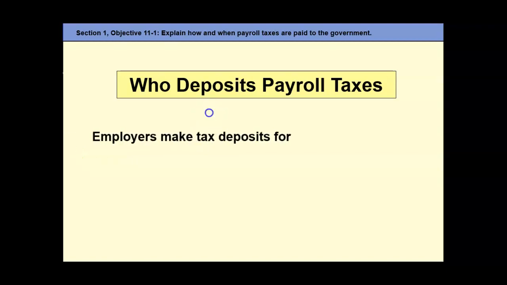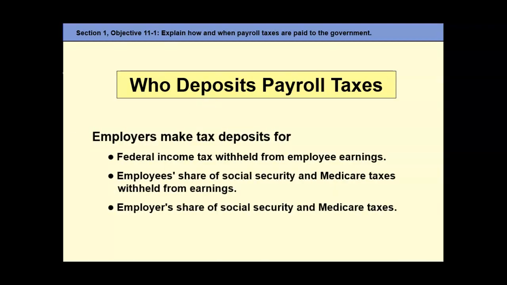So when we talk about the different types of taxes that the employer pays, they're going to pay the federal income taxes withheld from the employee's earnings, Social Security and Medicare taxes withheld from the employee's earnings, as well as the employer's share of Social Security and Medicare taxes. Recall that we learned back in Chapter 10 that the amount withheld from the employee's earnings for Social Security taxes and Medicare taxes has to be matched by the employer.